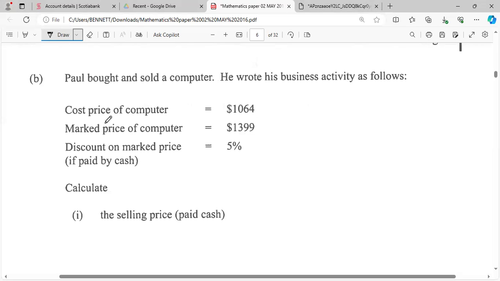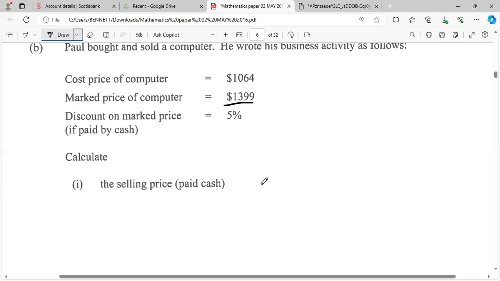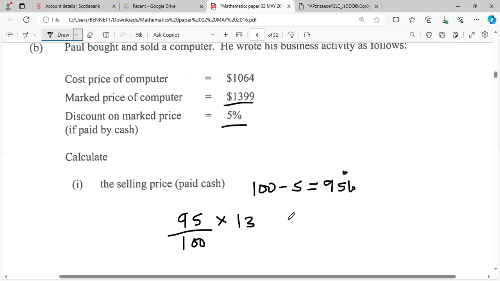Alright, so the marked price is this. So all we have to do is just find 5%. No, you can just say 100% take away 5%. The customer or the consumer will only pay 95% because of the discount. Discount means a reduction in the price, right? So it's a discount of 5%, so that will work out to 95%. So let's work out 95% of 1,399.